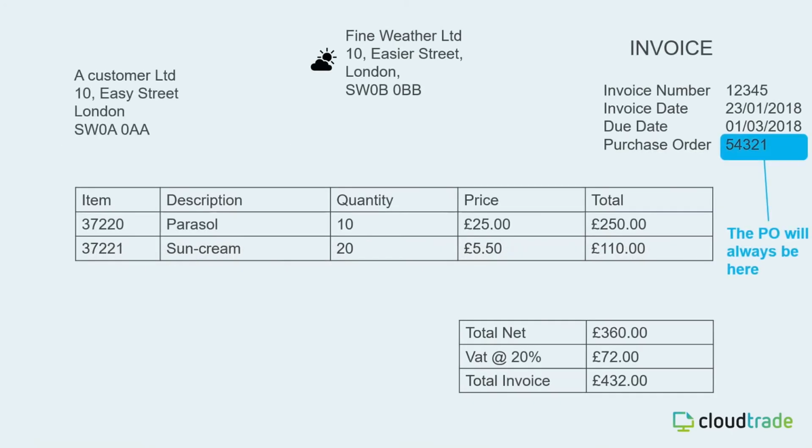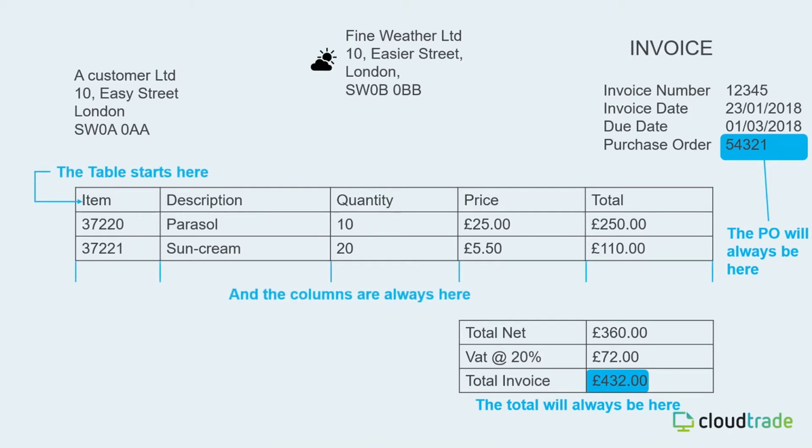The purchase order, for example, will always be here. The total will always be here. The table will always start here, and the columns will always be in these fixed places.